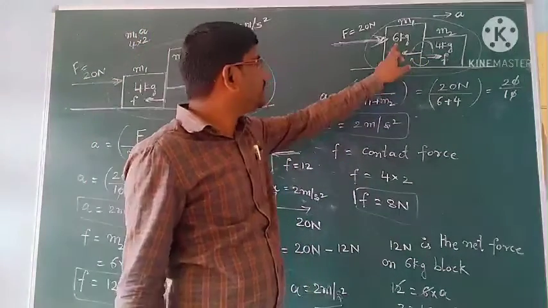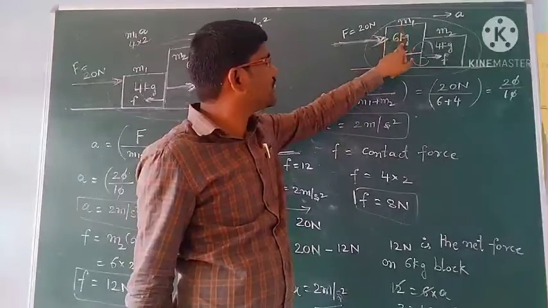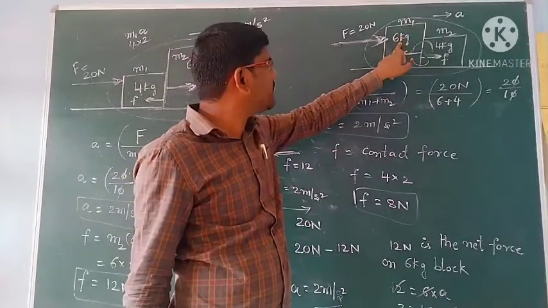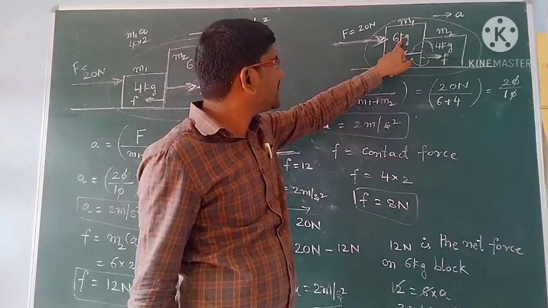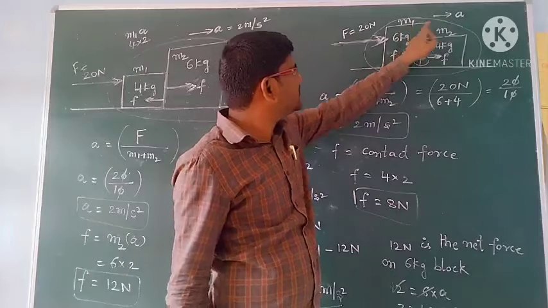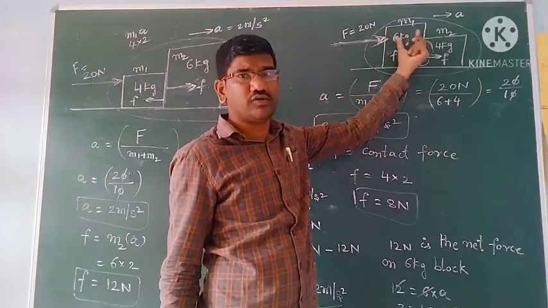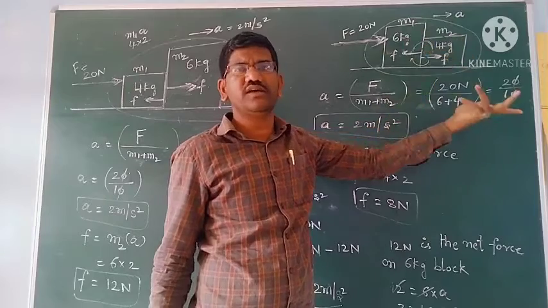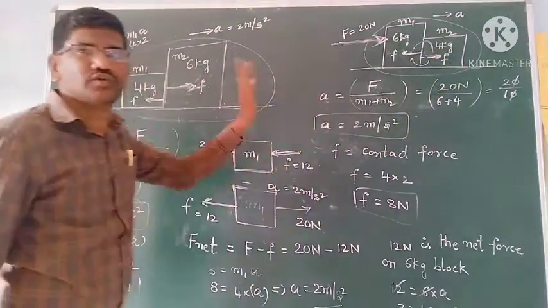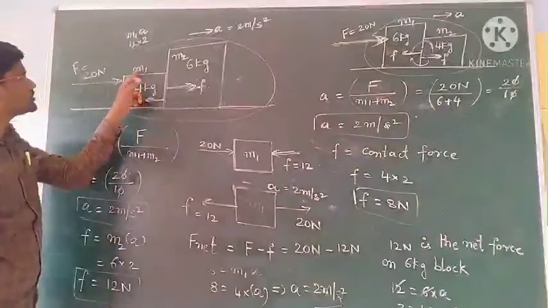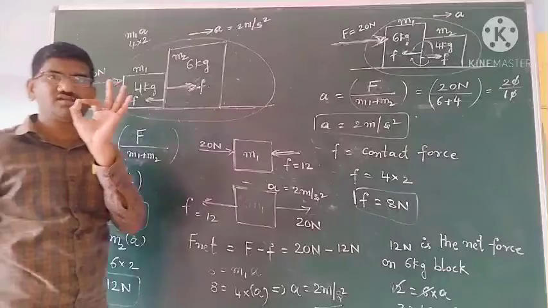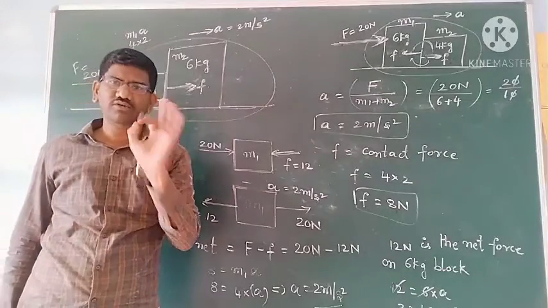And net force here means its mass into acceleration only. Net force means mass 6 into acceleration 2, so 12 newtons is the net force. Out of 20, 12 is the net force, which means 8 newtons is the contact force. And here also, net force is mass into acceleration. Whenever they ask for the net force, it means net mass into net acceleration.